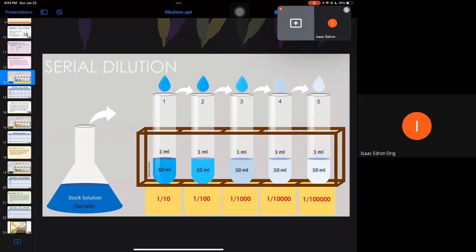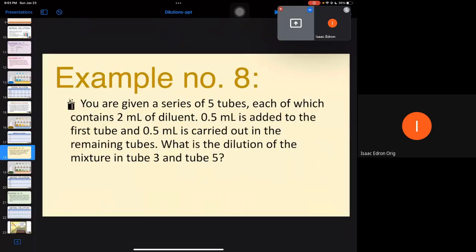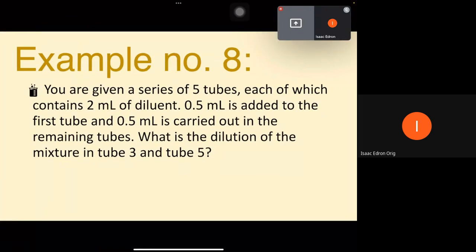Okay. Sige. So ito. You are given a series of 5 tubes, each of which contains 2 ml of diluent. Then 0.5 ml is added to the first tube and 0.5 ml is carried out in the remaining tubes. So what is the dilution of the mixture in tube 3 and tube 5?